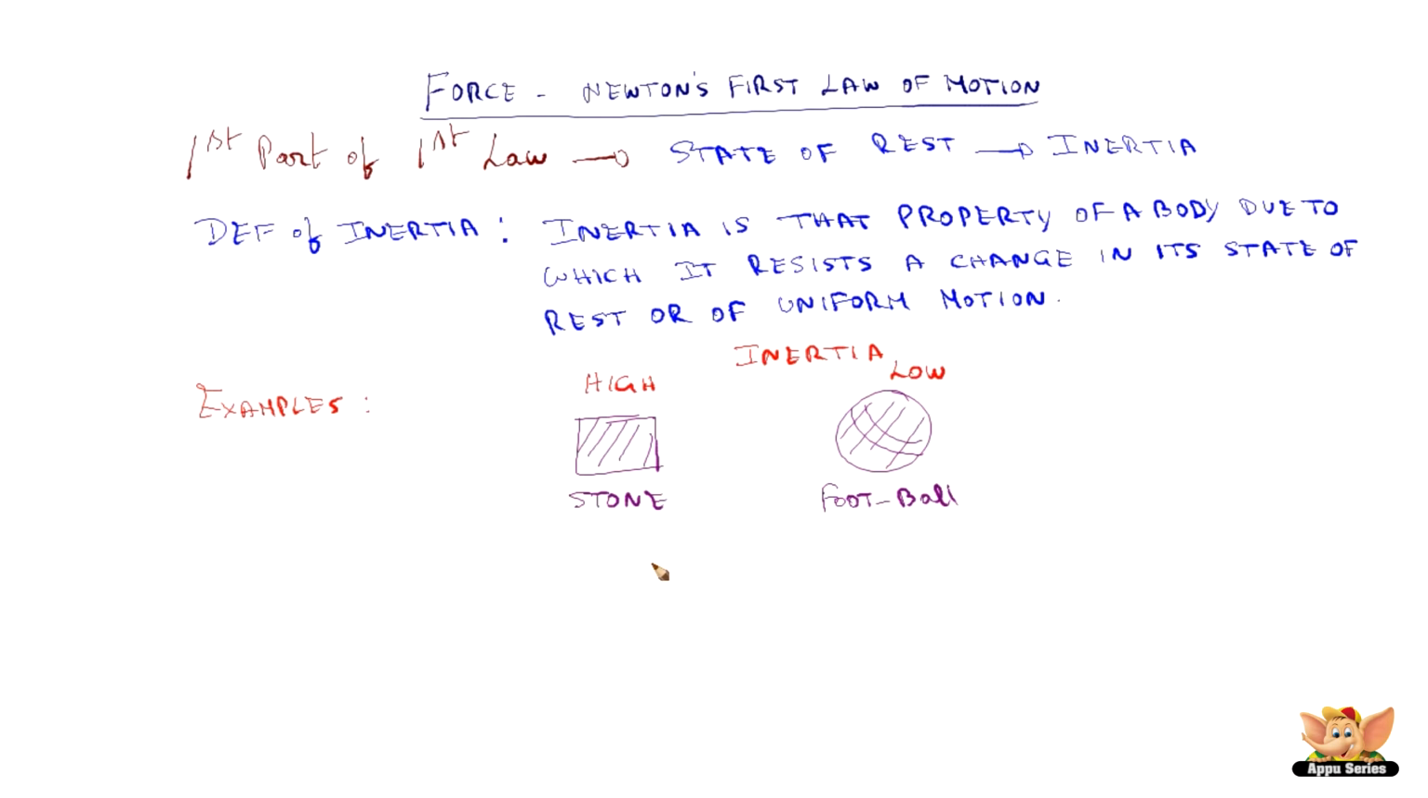Now let's take another example, a cricket ball and a rubber ball of the same size. We understand that when we try to hit a cricket ball, we require more push, and when we try to kick a rubber ball, it requires a lesser push, assuming both balls are of the same size. When we require more push, that means this ball has higher inertia, whereas the rubber ball has low inertia in comparison to the cricket ball.